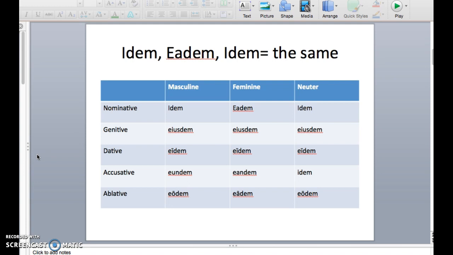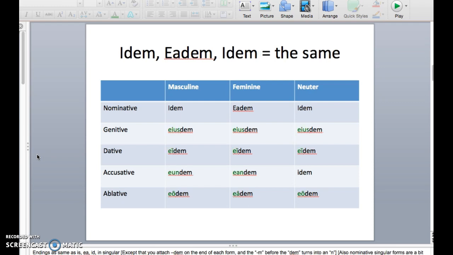Idem, eadem, idem. When we first look at these forms, we might be overwhelmed. Like, oh my God, a whole another set of forms to learn. Thought we were done with this. I'm tired. I'm grumpy. But let's hold the phone a minute. If we highlight the actual parts of these words that are changing, it's not the ending. So this is honestly the only really tricky part about idem, eadem, idem.